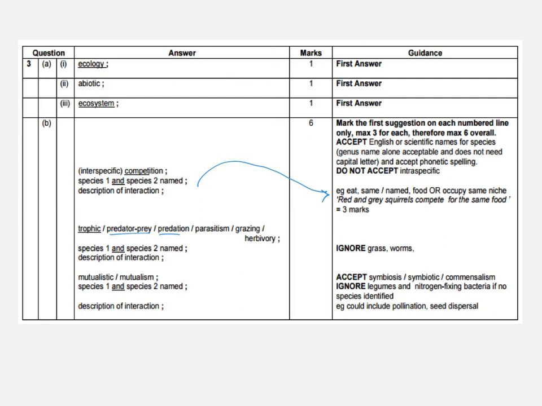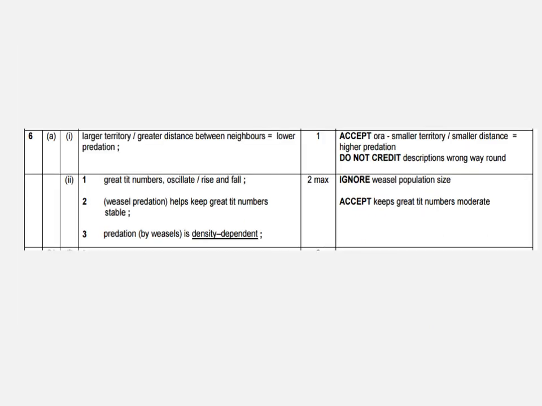For the next set of questions, though, there was a little bit more detail. So for 6AI, the larger the territory, the lower the predation, or the greater the distance between the neighbours, the lower the predation. And then the suggest and explain what effect weasels have on the great tit population is that the great tit numbers are going to rise and fall. And the weasels help to keep that rough number of great tits stable.